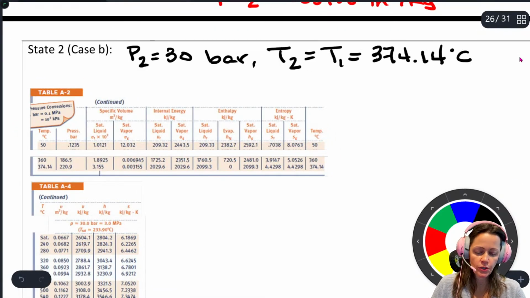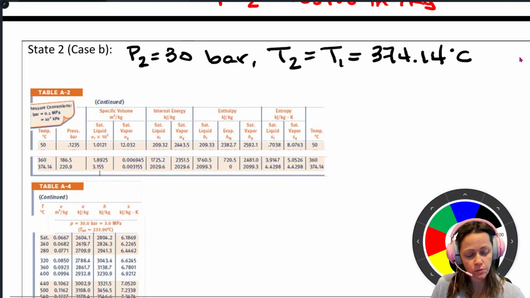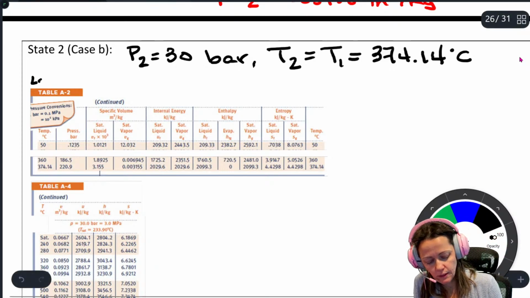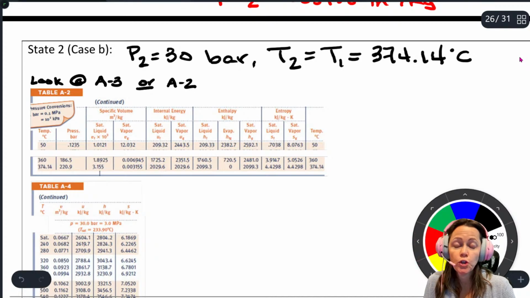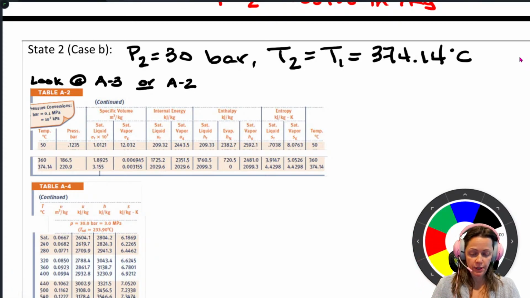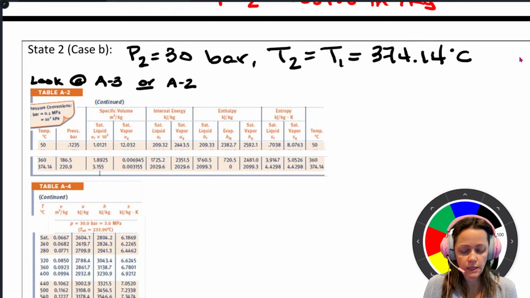So you could look here, I'm sorry. Here you could look at table A2 or A3. So if you look at table A3, you're looking up things by pressure, and you should see that your saturation temperature at 30 bar is less than that 374.14, so it would tell you were superheated. Or you could look in table A2. It doesn't really matter, same information.